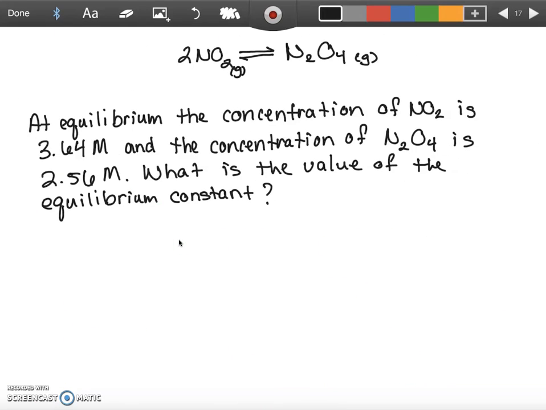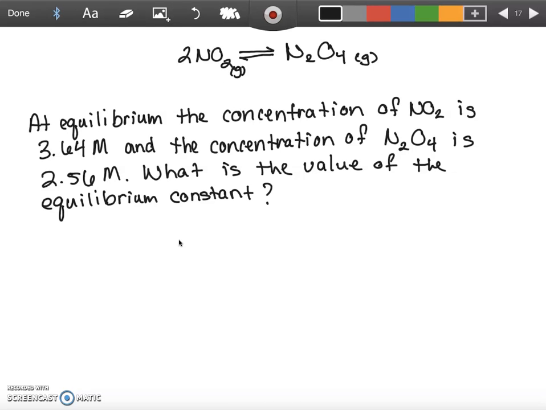Let's go ahead and do an example problem here. We have 2 moles of nitrogen dioxide gas in equilibrium with 1 mole of dinitrogen tetraoxide. At equilibrium, it says the concentration of NO2 is 3.64 molar and the concentration of N2O4 is 2.56 molar. What is the value of the equilibrium constant? Now, even though these are gases, for whatever reason the problem gave us concentrations instead of partial pressures, but we can still work with this.